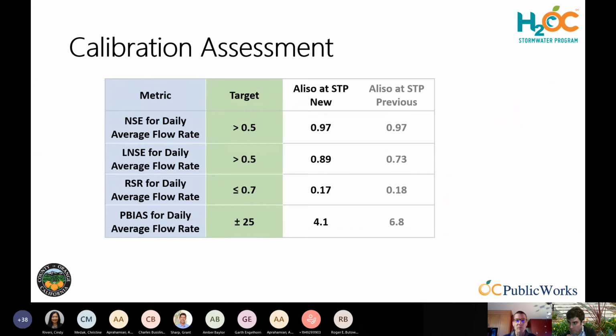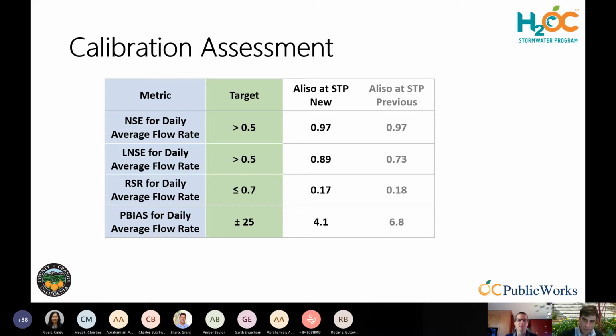So we have the previous calibration in the gray and the new calibration in the black, and we see that we are meeting all of these calibration targets that we were aiming for. And so the 4.1 bias did not appear on the previous slide. It's the number for the overall comparison of daily average model output versus daily average data at the gauge.